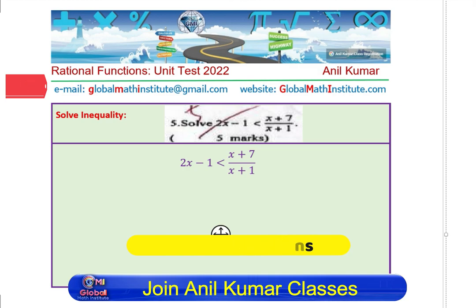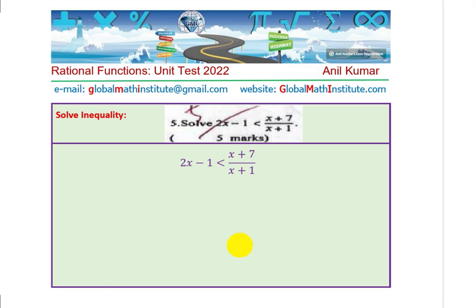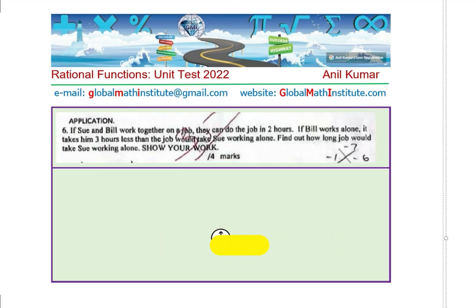Question number 5, as I said, is of inequalities. Interesting inequality. You cannot cross multiply, you understand. Do you know why you cannot cross multiply? You have to bring all the terms to one side to solve this particular question. And then the last question, rather the second last, is a word problem, which is based on work done.